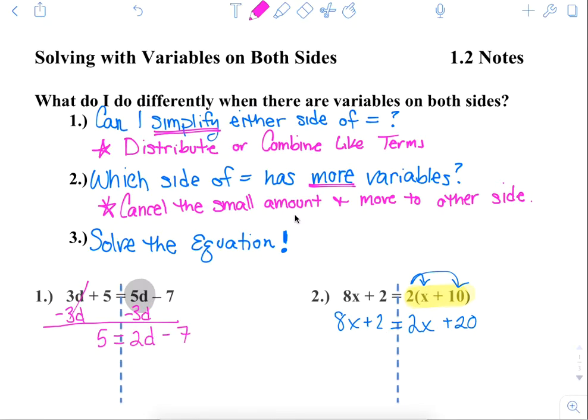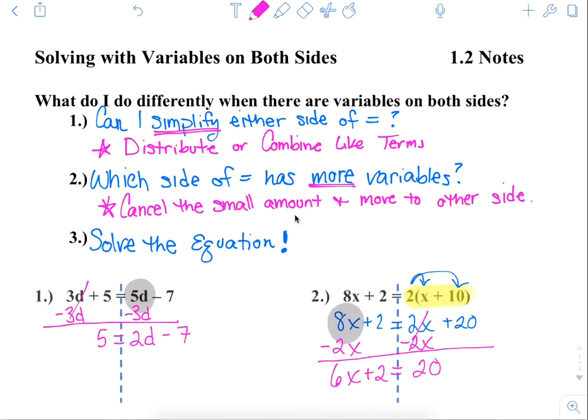Okay. If we did the same thing for problem 2, we would be asking ourselves which side has more x's. Well, between the 8x and the 2x, that would be the 8. So I'm going to take my 2x's, cancel them out. It's a positive, so I need to subtract it. Minus 2x. What I do to one side, I have to do on the other side. So I'm going to move minus 2x to the other also. 2x's are going to cancel out, and we would say, well, what do I have left over? 8x's minus 2x makes 6x's plus a 2 equals 20.